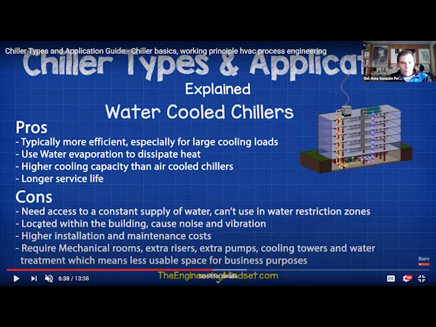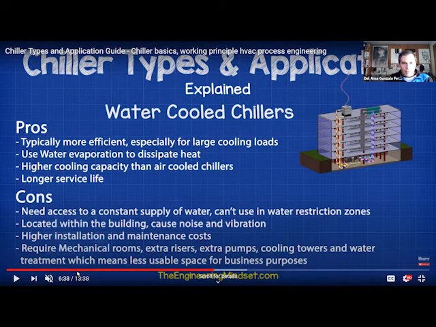They are located within the building and cause noise and vibration. Well, I think this is a con of all the heating and cooling systems. They all cause noise and vibration. They have higher installation and maintenance cost. Okay, so this is interesting. They have a longer service life, but they have a higher maintenance cost. So there's a balance between both things.